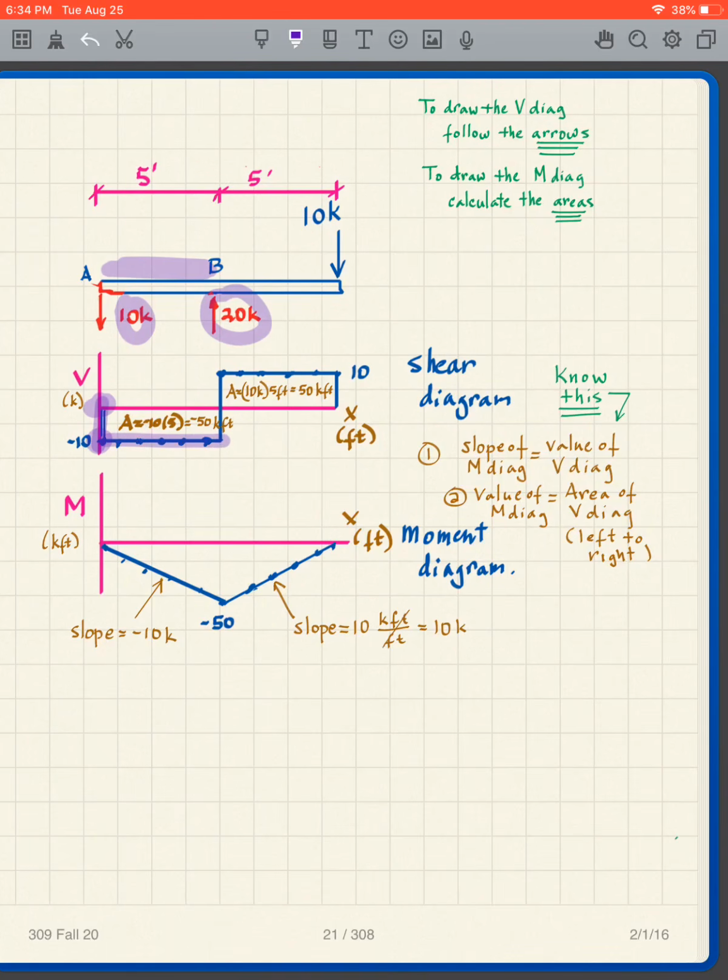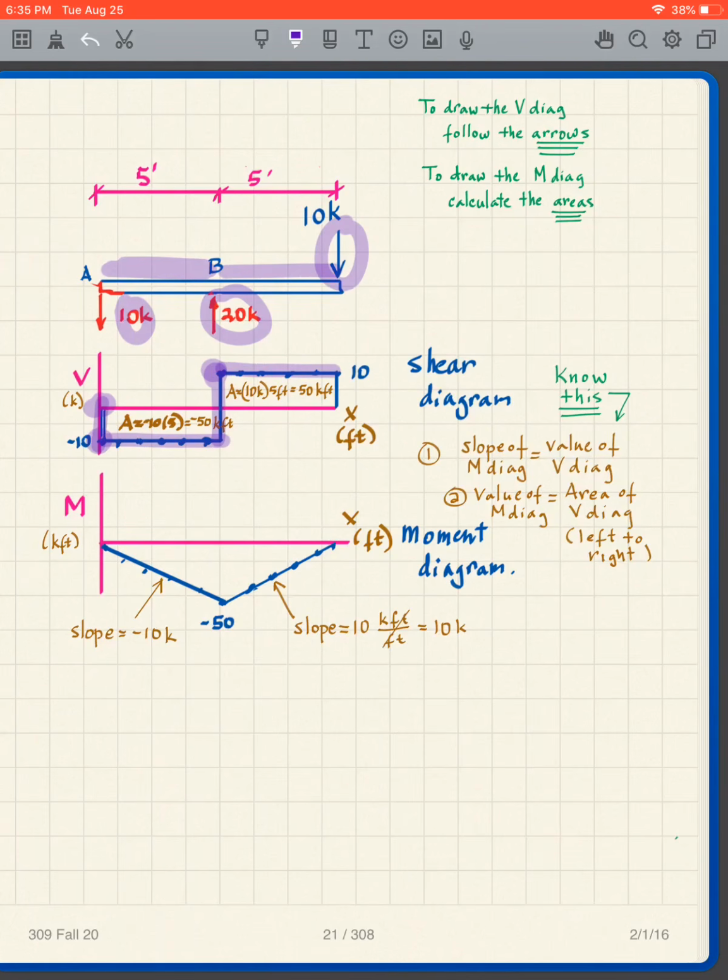Then I hit this arrow. That says to go up 20 kips. So I go up 20 kips. So in other words, I'm at negative 10, I'm going to end up at positive 10. So this whole thing is 20. And then there's nothing in this region. No forces, no arrows. So I go straight across.